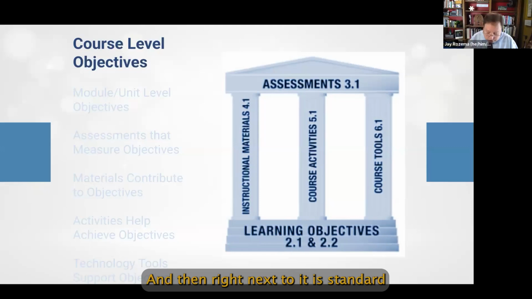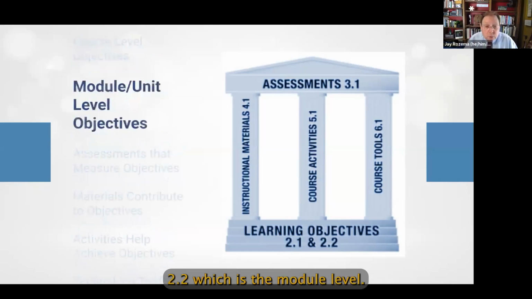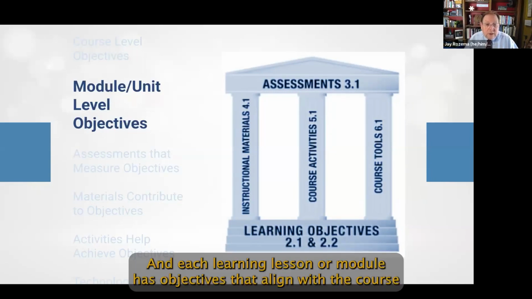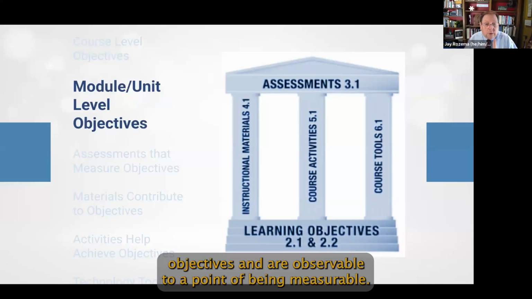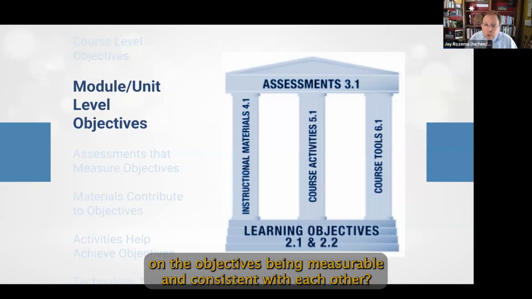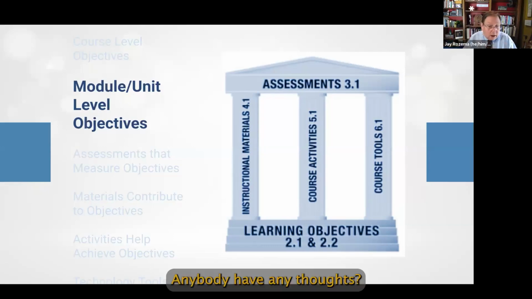And then right next to it is standard 2.2, which is the module level objectives are measurable and consistent with course level objectives. And each learning lesson or module has objectives that align with the course objectives and are observable to a point of being measurable. So why do you believe QM places importance on the objectives being measurable and consistent with each other? Anybody have any thoughts?